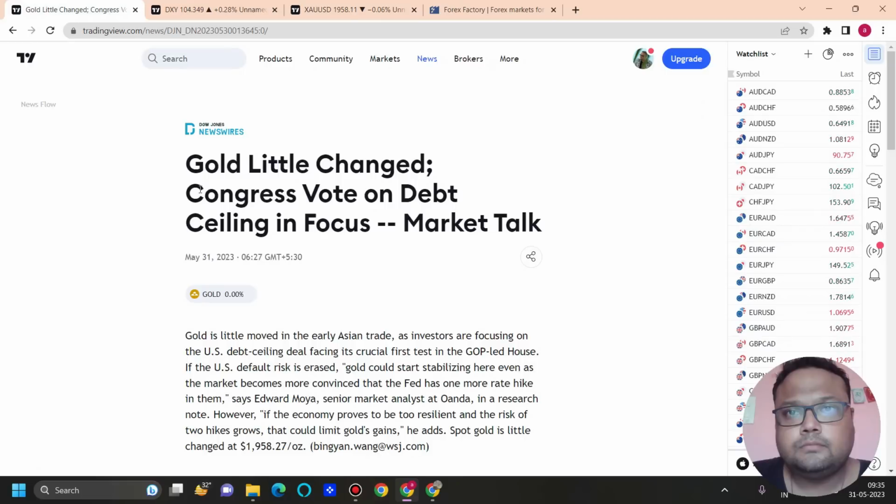And if you look at the news, then you can see gold, little change, Congress vote on debt ceiling in focus. Debt ceiling will be in focus, and obviously NFP is also coming up. I think market is mostly waiting for news, so please be careful with your stop losses. In case the market shows extreme move and you are trading without stop loss, then please try to exit if you see that you are standing against the trend of the market. Market is mostly waiting for debt ceiling news and NFP.